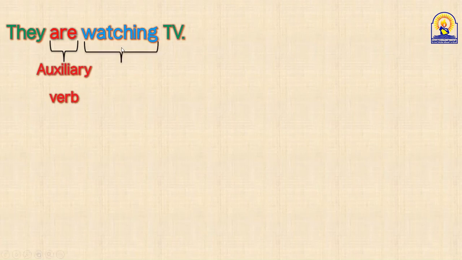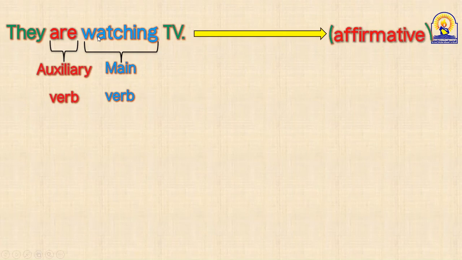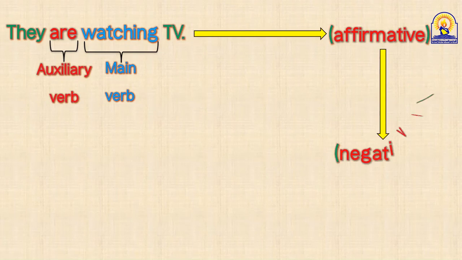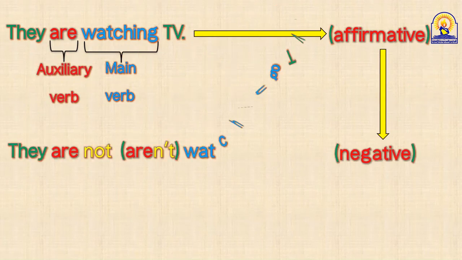Okay, Araweli discovered that he has an auxiliary verb here, which will help him to make negative. And watching, this is the main verb. I cannot use not after watching, because it's a main verb, guys. I must use not after auxiliary verb. So this is called affirmative. Affirmative means إثبات, جملة مثبتة. We need to change this affirmative into negative. As Araweli said, it will be they are not or they aren't watching TV.